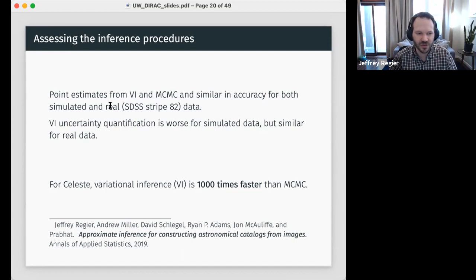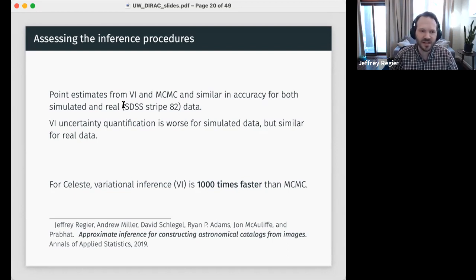We found that also on real data. For real data, there's no known ground truth, but we use this one region of the sky known as Stripe 82, which in SDSS is imaged many more times than other regions of the sky. With this particular region, we can use a catalog from the SDSS pipeline on the co-added images as ground truth, or as a surrogate for ground truth, and use that to benchmark our algorithm on that data. And in that case, we also find that VI and MCMC for point estimates perform similarly.